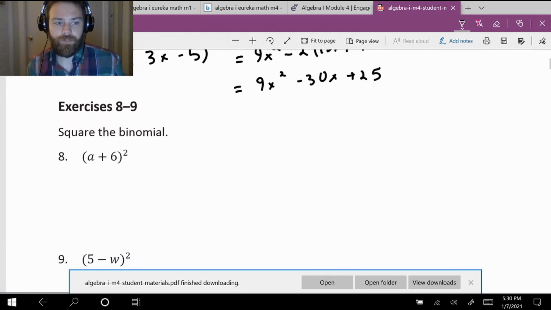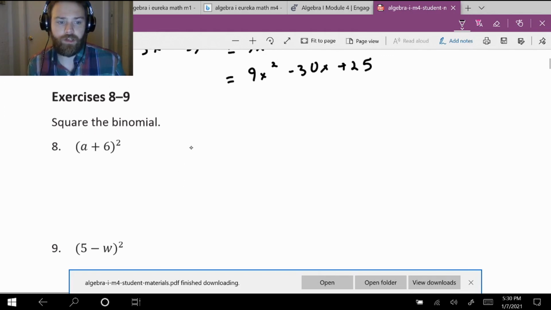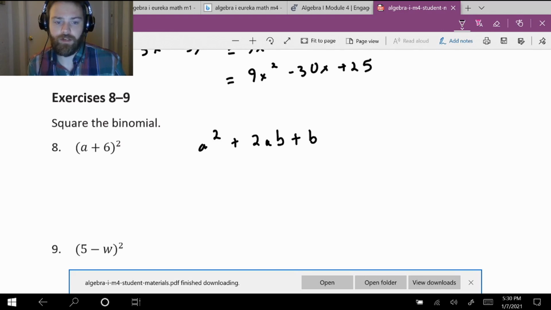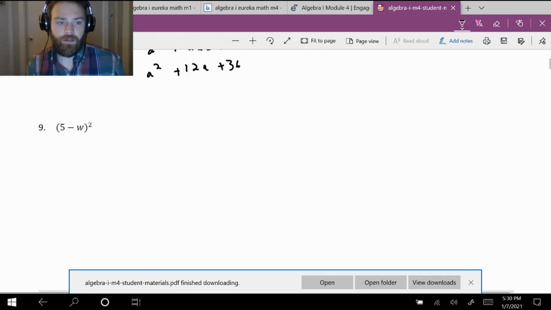Okay? So down here, they're asking you to square the binomial using that fact. Well, that's just going to be, right? A squared plus 2ab plus b squared is our formula. So a squared is a squared. 2ab is going to be 2 times 6, which is 12, 12a. And then 6 squared is just 36. So we're using these formulas. And then same thing here. If I just regurgitate that formula, I can actually do this easily.